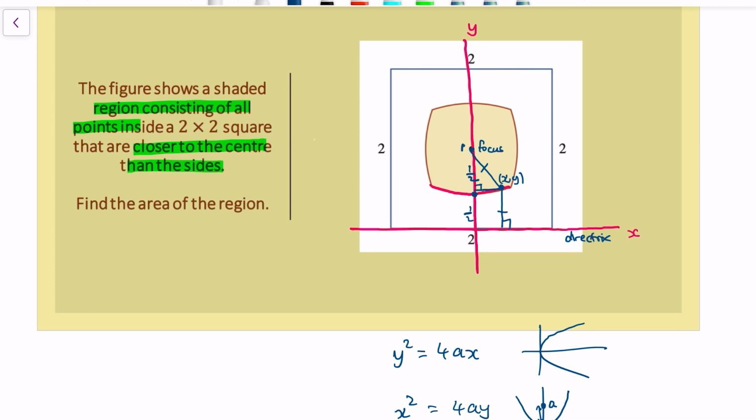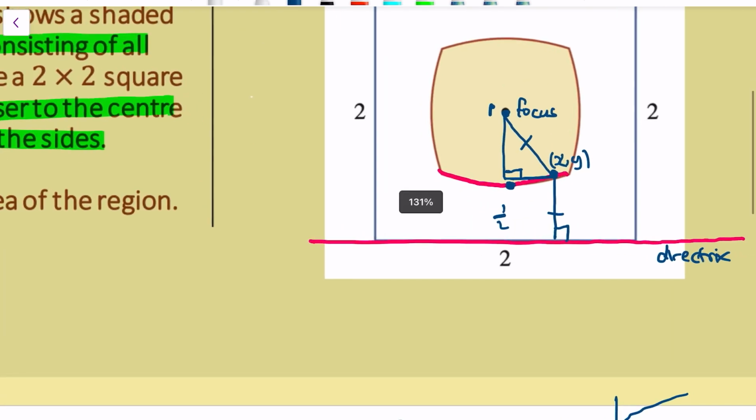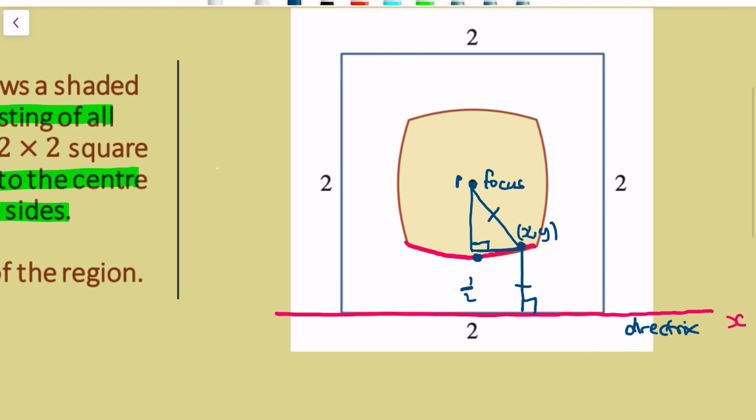here and work out that distance, not the half, because the half was the distance from the vertex to this fixed point, the focus. But that right angled triangle has a height of, bear in mind that it still cuts through there, this is still y is equal to 1.